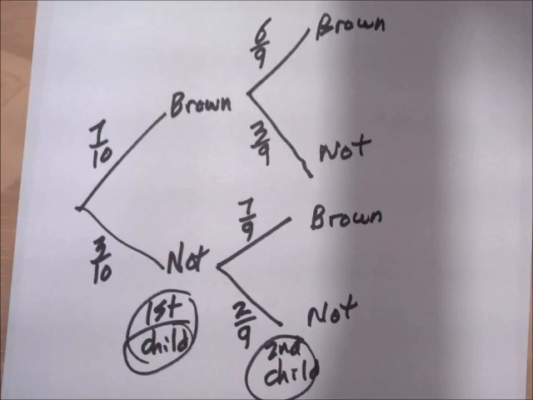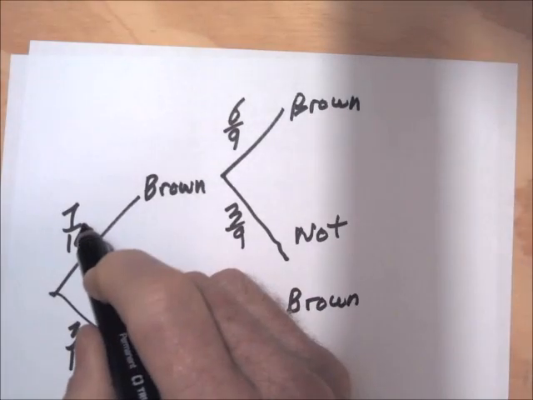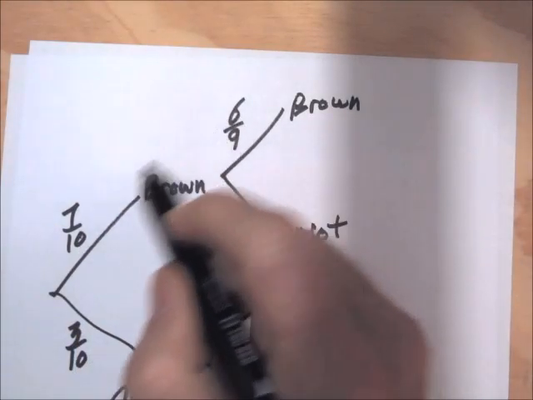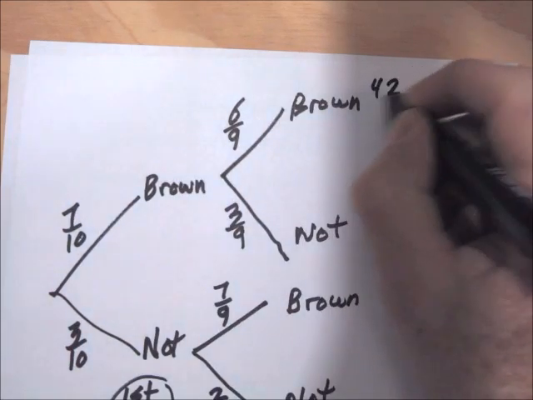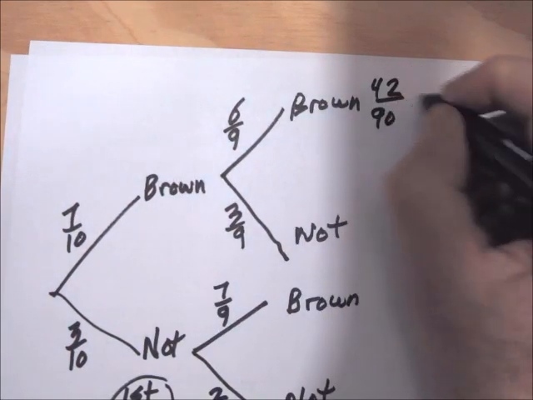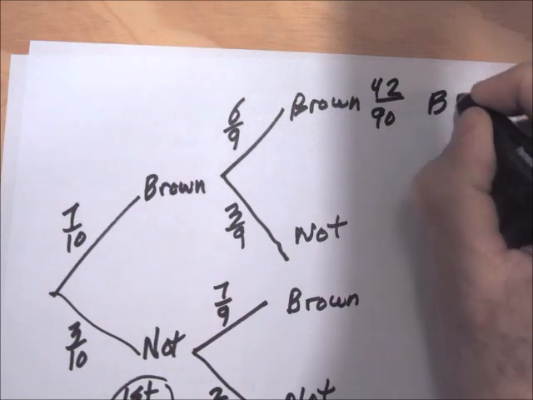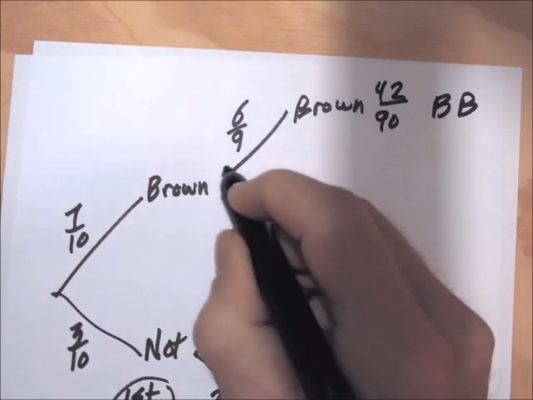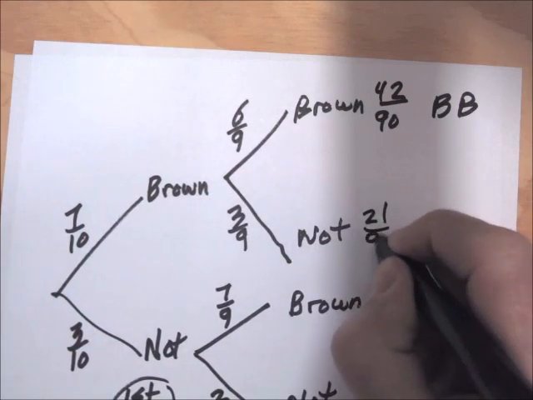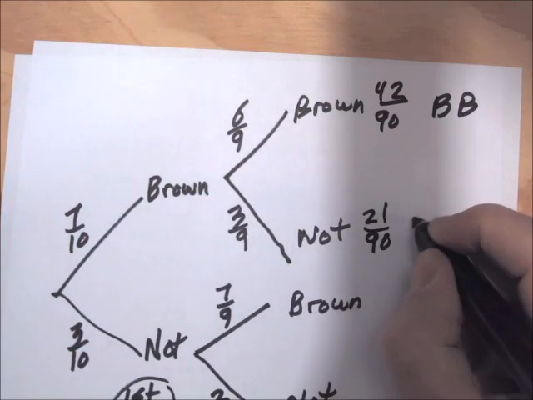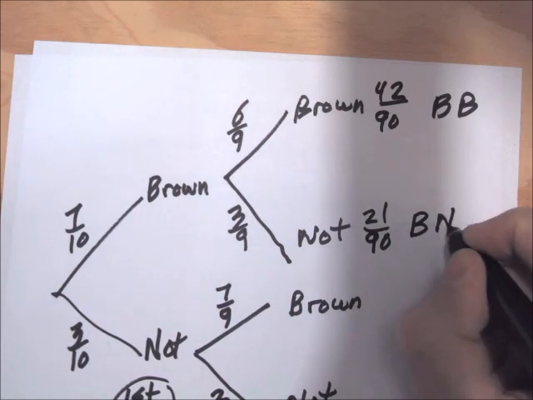So we want to multiply along this path here. 7 over 10 times 6 over 9, multiply the numerators, multiply the denominators. 7 times 6 is 42. 10 times 9 is 90. So it's 42 out of 90. That would be brown, brown. And then this path here, 7 times 3 is 21. 10 times 9 is 90. That would be brown, and then not brown.